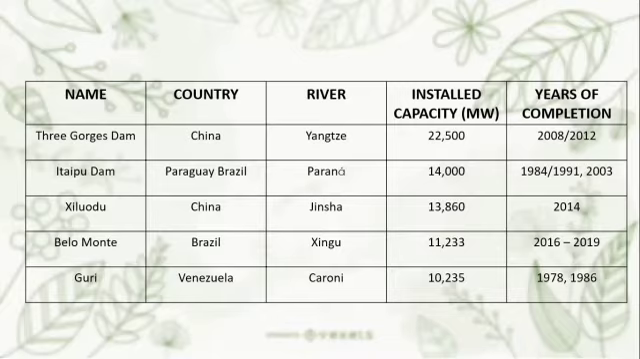Next is Xiluodu. Yung country niya is China and yung river niya is Jinsha. Ang installed capacity niya is 13,860 and yung years of completion niya is 2014.